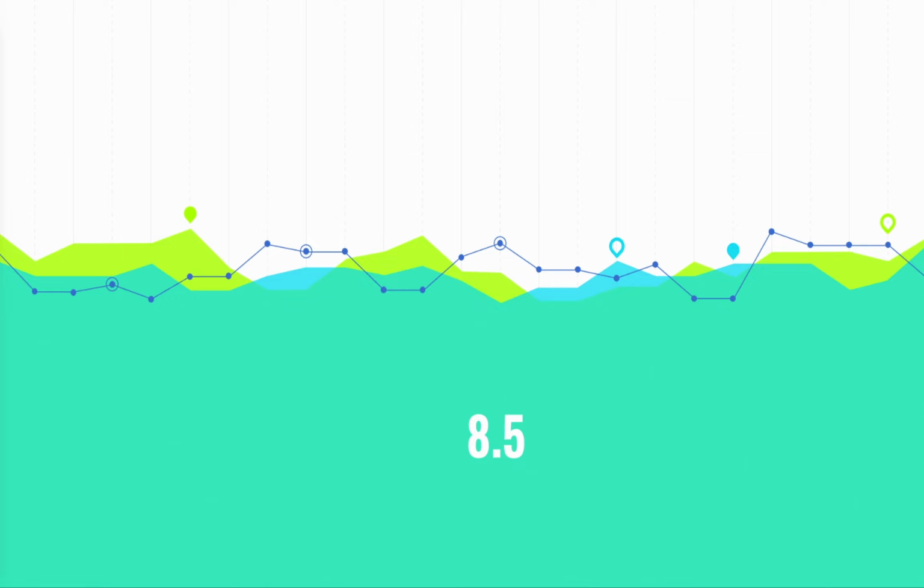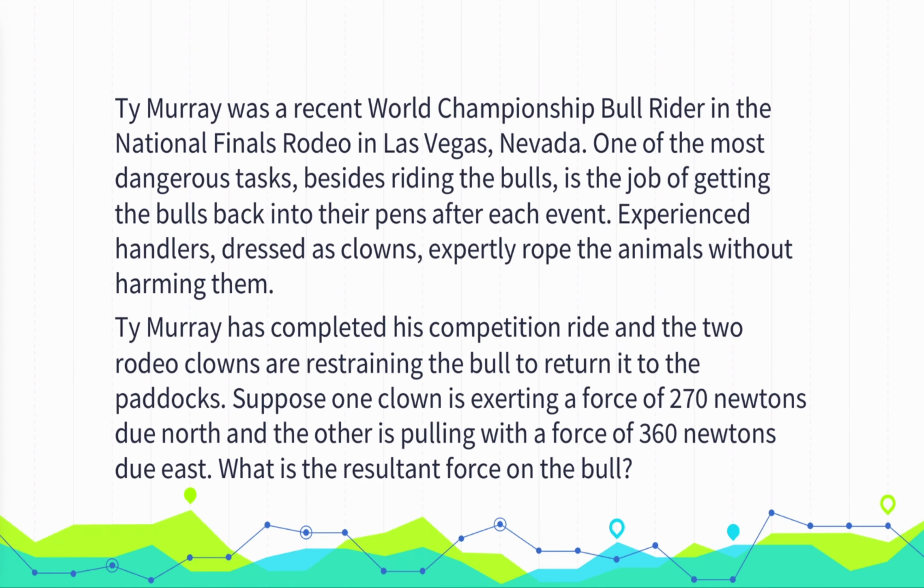Applications with vectors, which means word problems. Ty Murray was a recent World Championship bull rider in the National Finals Rodeo in Las Vegas, Nevada. One of the most dangerous tasks, besides riding the bulls, is the job of getting the bulls back into their pens after each event. Experienced handlers dressed as clowns expertly rope the animals without harming them.